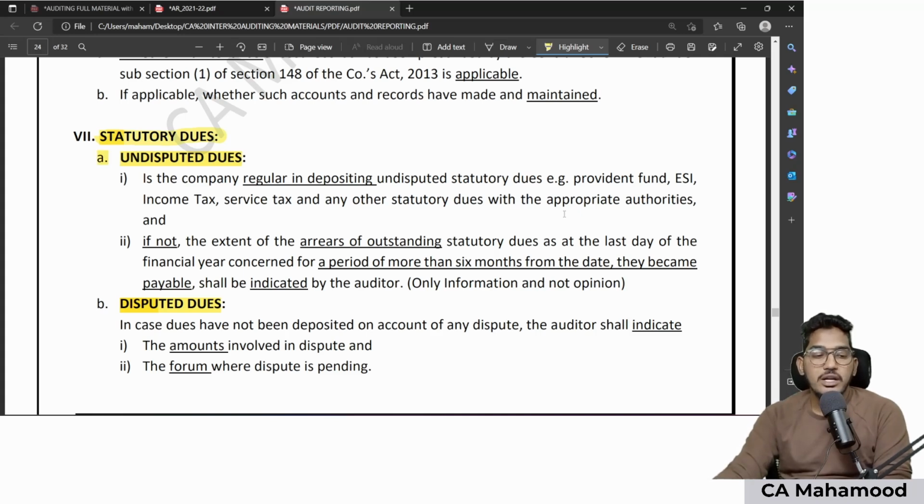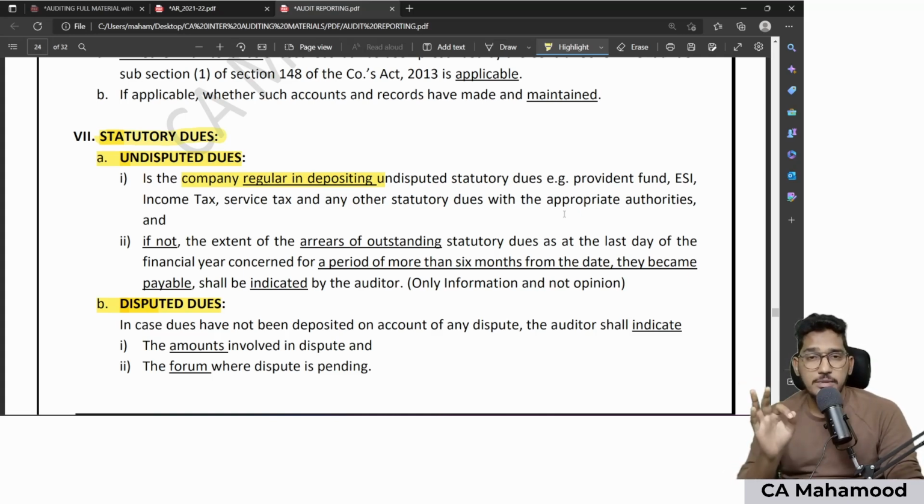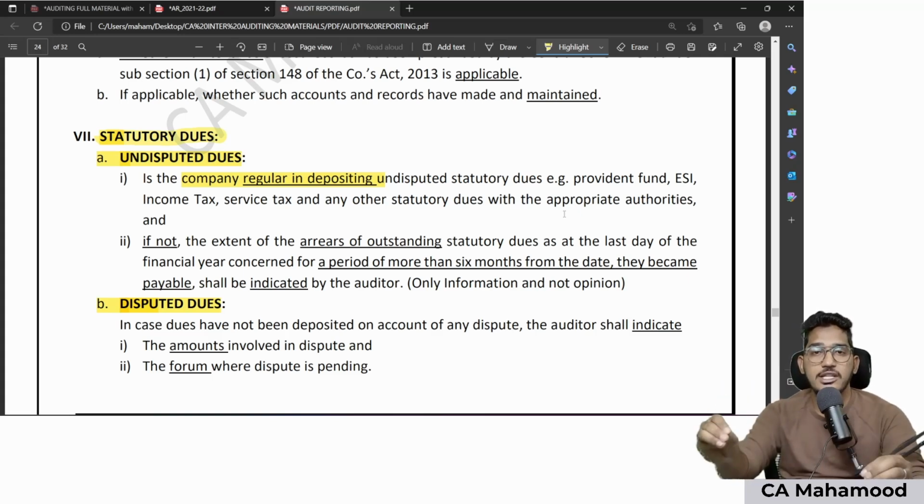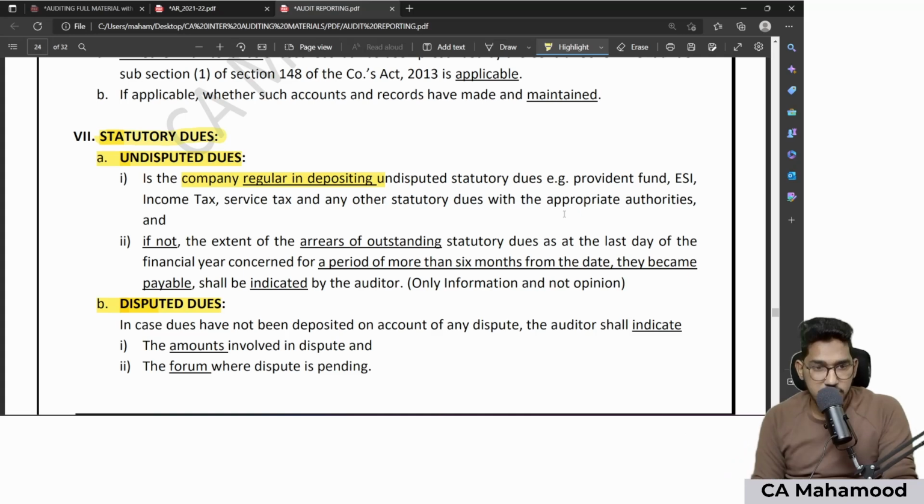So now what are the reporting requirements relating to statutory dues? What are the reporting requirements relating to undisputed? What are the reporting requirements relating to disputed? So first we will talk about undisputed dues. When it comes to undisputed dues, I need to check whether my client company is regular in depositing all the undisputed statutory dues with the authorities. If there is no dispute, my client should have paid all the undisputed statutory dues regularly. Regularly means on or before due dates, whether my client company is depositing all the undisputed statutory dues with the regulatory authorities or not.